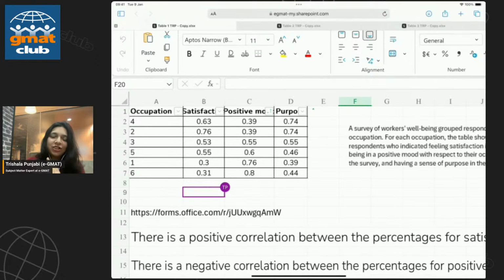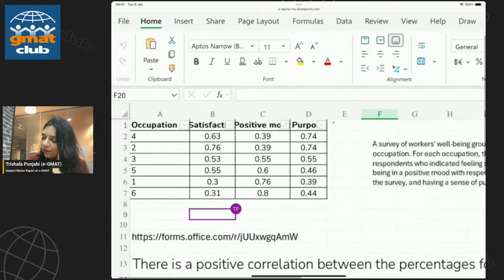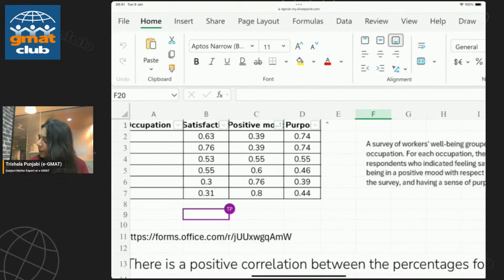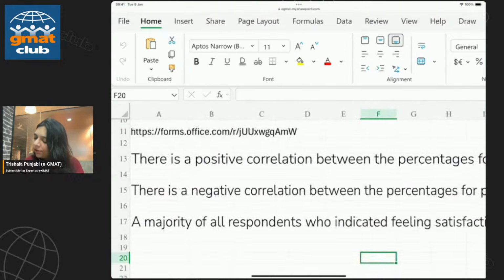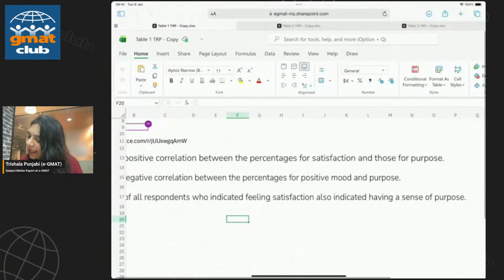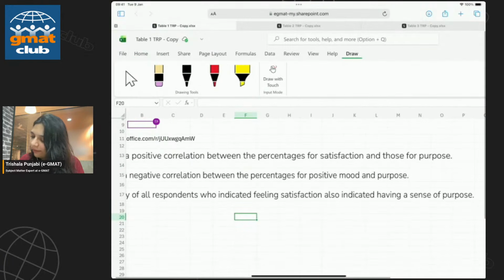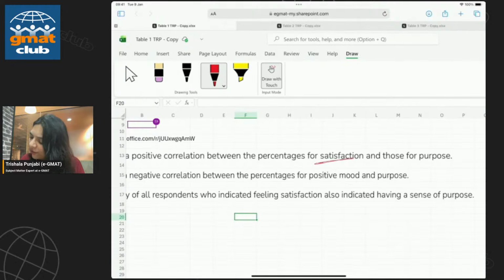Brilliant. Just because somebody is answering yes to one, it does not mean that it is yes to another, but it can. Perfect. All right. So now if we look here, what were we comparing? Positive correlation between the percentage for satisfaction and purpose.